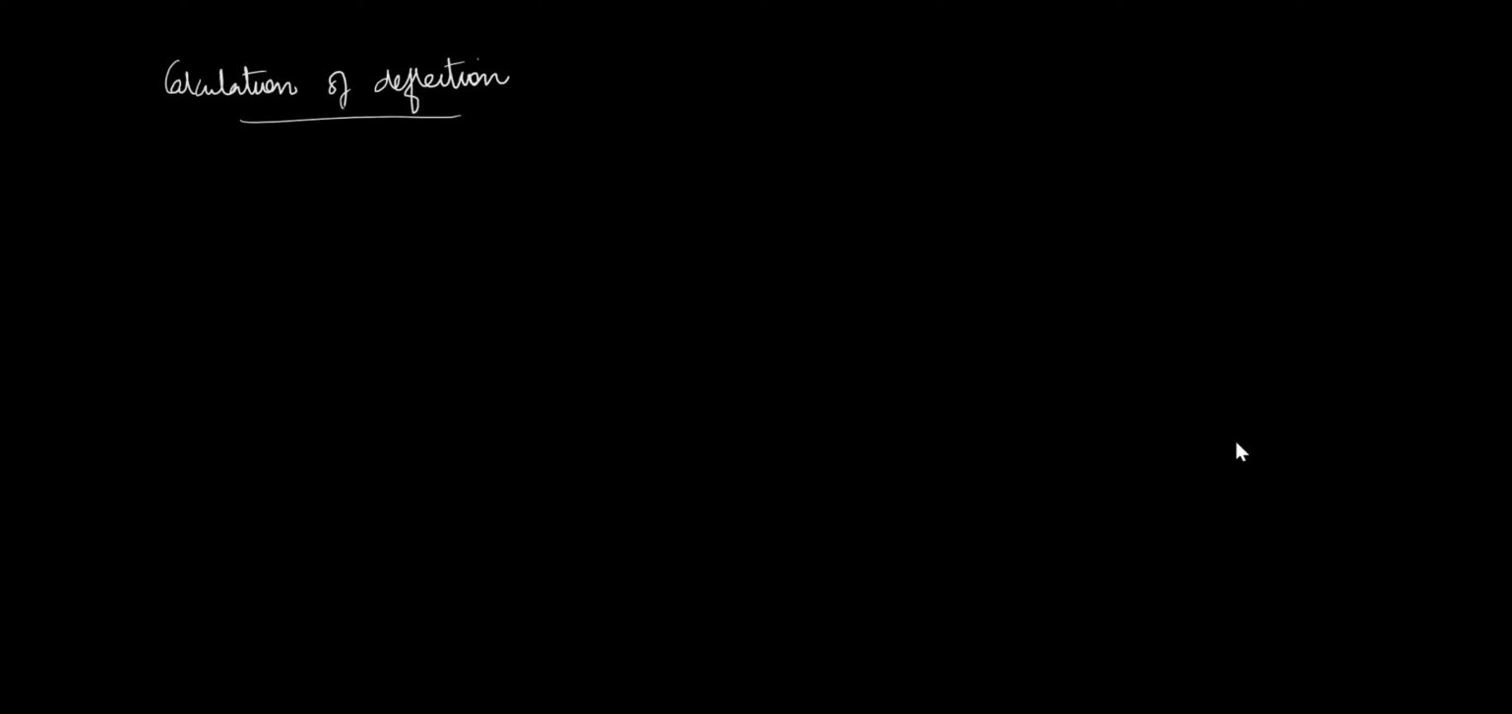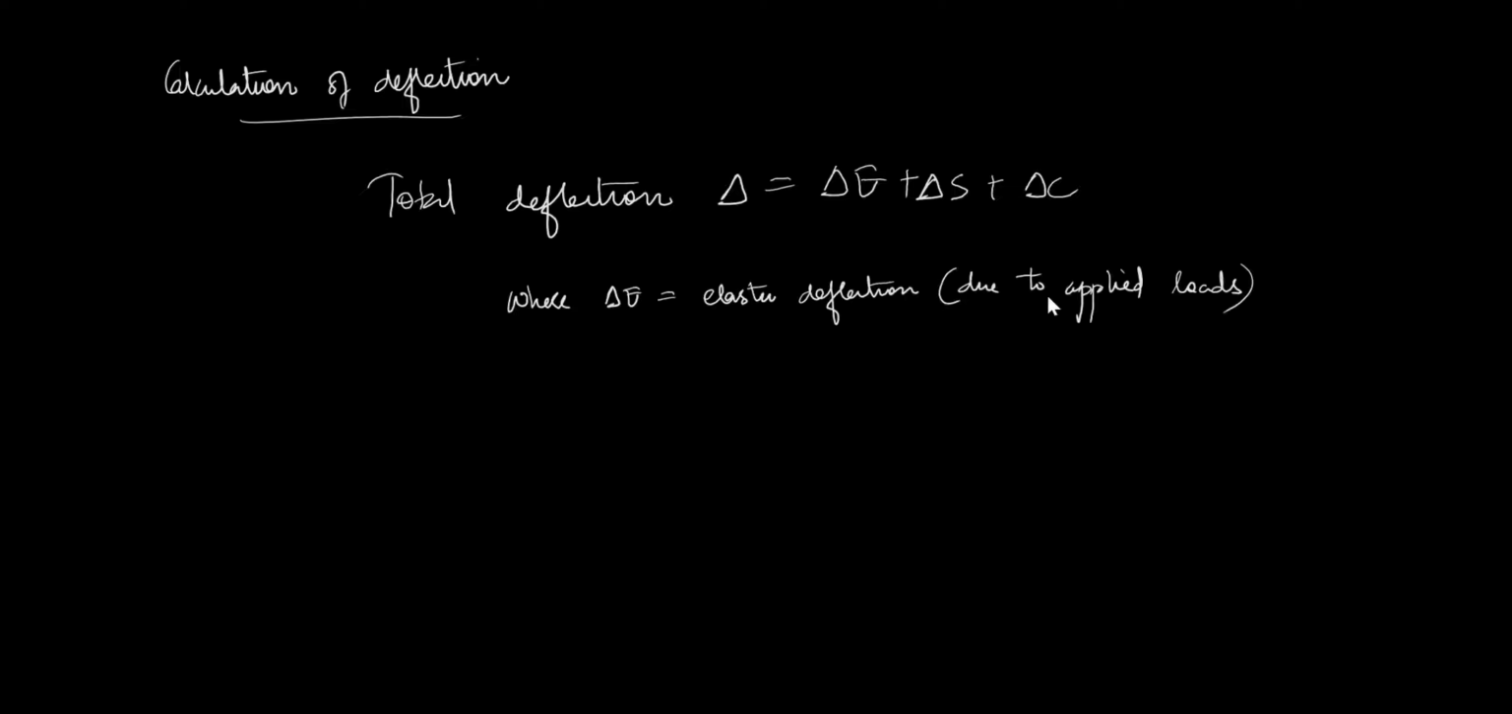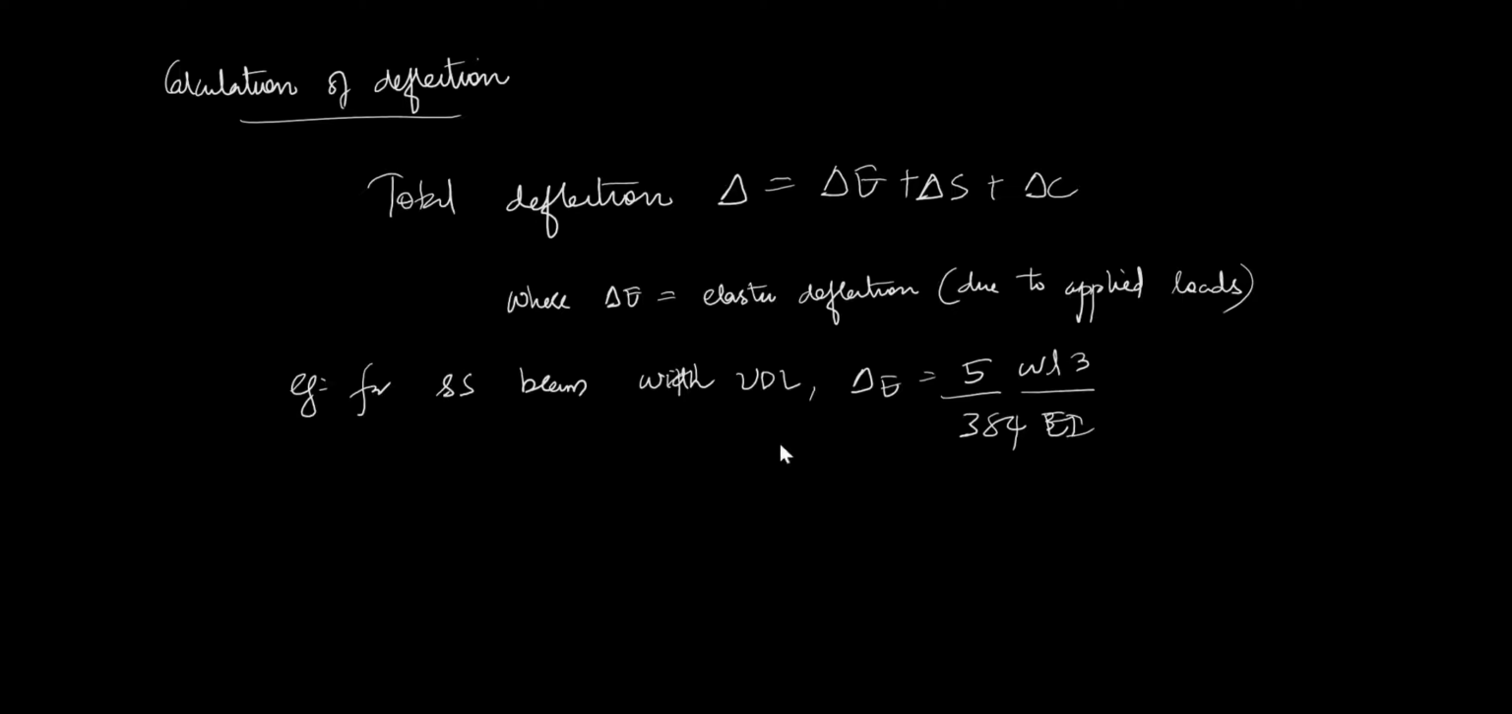You can see the deflection caused in a beam or a slab is mainly due to three things. That is, your total deflection is due to delta E plus delta S plus delta C, where delta E is the elastic deflection that you have studied in your MOS due to the applied loads. That is, if it is a simply supported beam with UDL, delta E is 5 by 384 into WL cube by EI. This you have studied in the MOS. That is, the deflection due to the applied loads or the service load is called elastic deflection, and that will also contribute to the total deflection.